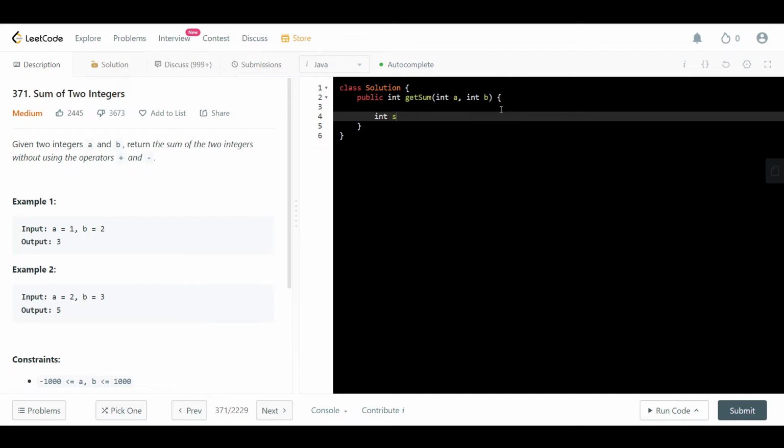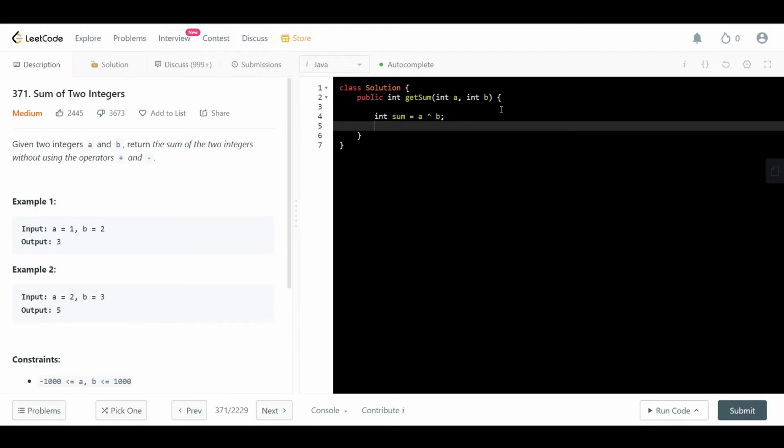The sum will be computed using the exclusive OR, so that will be the sum without worrying about the carry. So the sum will be the first number, A, XORed with B. Okay, now we need to look at the carry. Well, we said that the carry is basically, we need to take the first number and the second number, apply the AND operation. This will tell us the position of the carry.